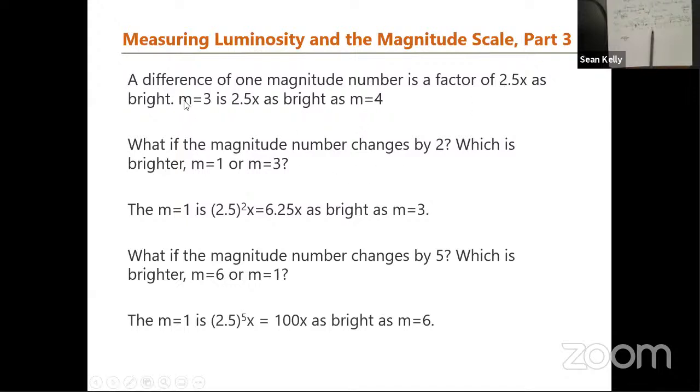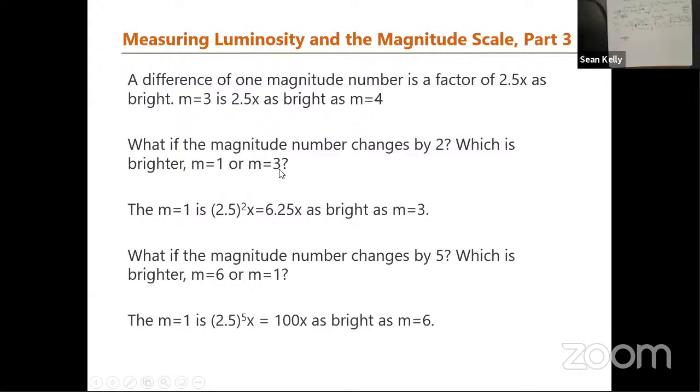Here's an example. This is called the visual magnitude, by the way, because we're talking about visible light. But sometimes astronomers will deal with other types of magnitudes as well, like ultraviolet or infrared or X-ray. But M equals 3, the visual magnitude 3, is 2.5 times as bright as a 4. You could have said a 4 is 2.5 times as bright as a 5. A 1 is 2.5 times as bright as a 2. As long as there's just one step, the difference in the brightness is 2.5 times. That's a weird number, I know, but you need to memorize that, okay? So what if the magnitude number changes by 2, which is brighter? M equals 1 or M equals 3? Well, the lower the number, the brighter the star.